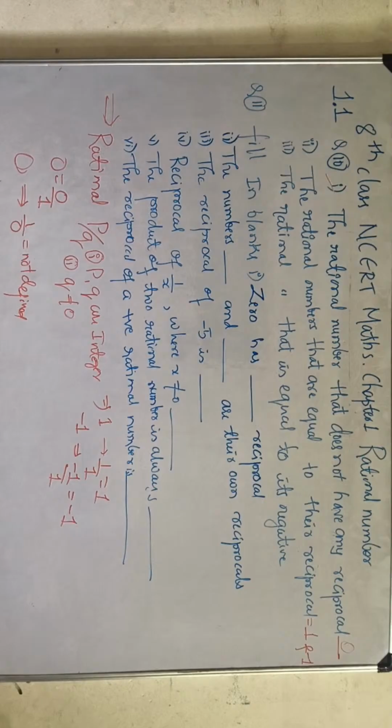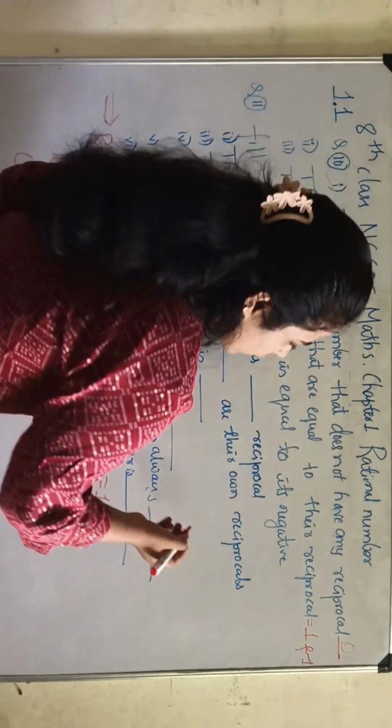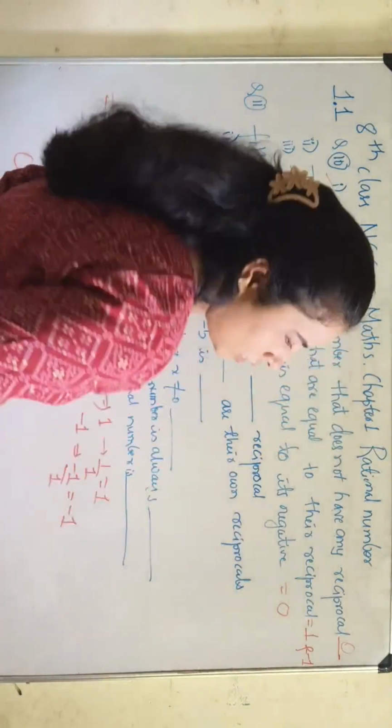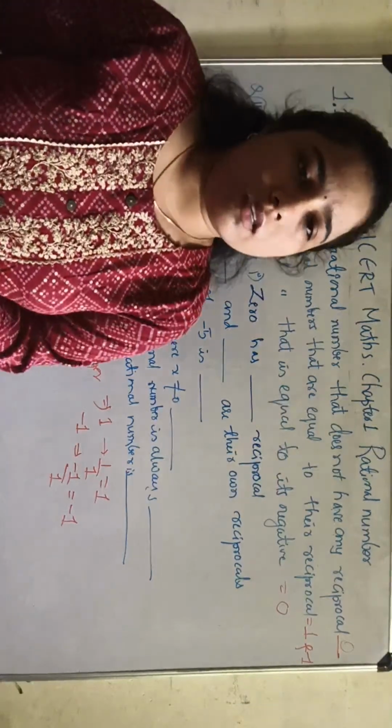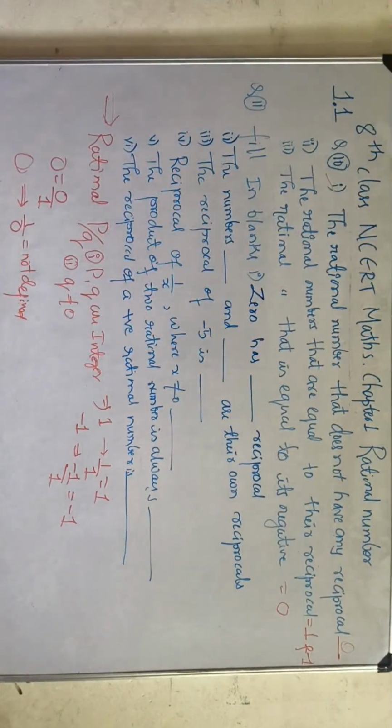Now we have to read the third question. The rational number that is equal to its negative. So I think it's 0. 0 is neither positive nor negative, right? 0. Because the rational number that is equal to its negative, you can write it is neither positive nor negative. It is 0. And the 11th question we have to read.